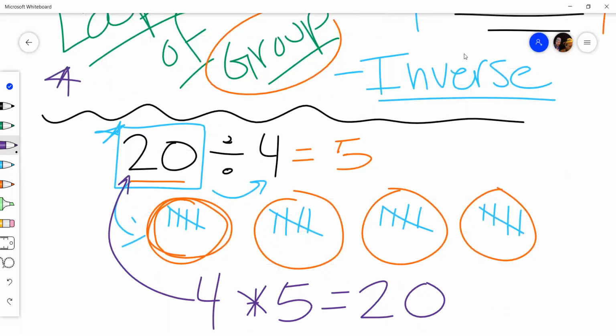And there's our inverse, our opposite. 20 divided by 4 equals 5. 5 times 4 equals 20, right? It is the opposite. They mean the same things. They're just reversed. So that is loops and groups. That's what we've been doing.